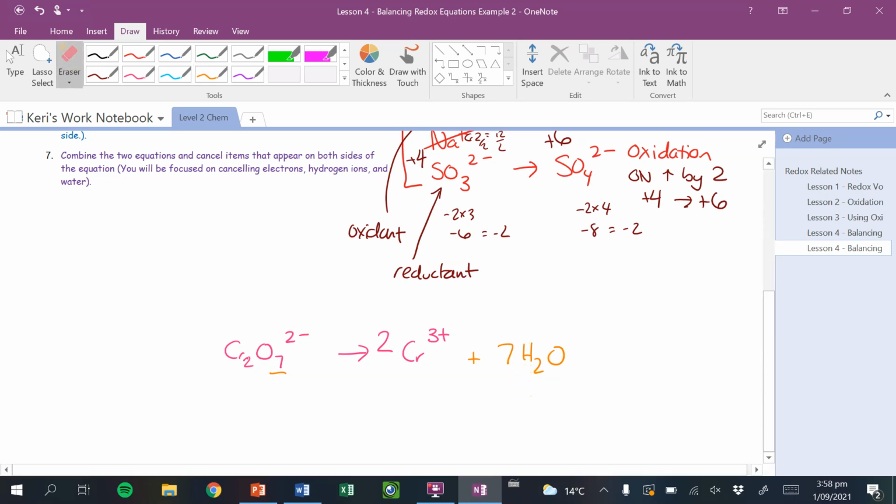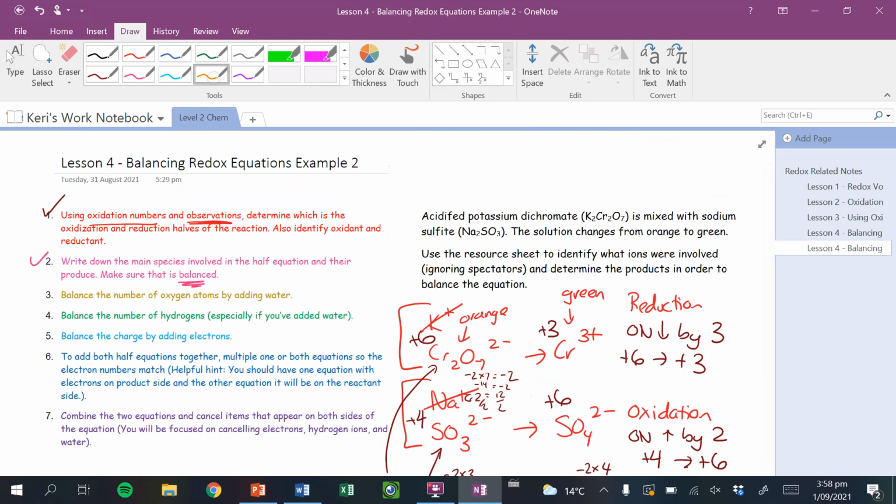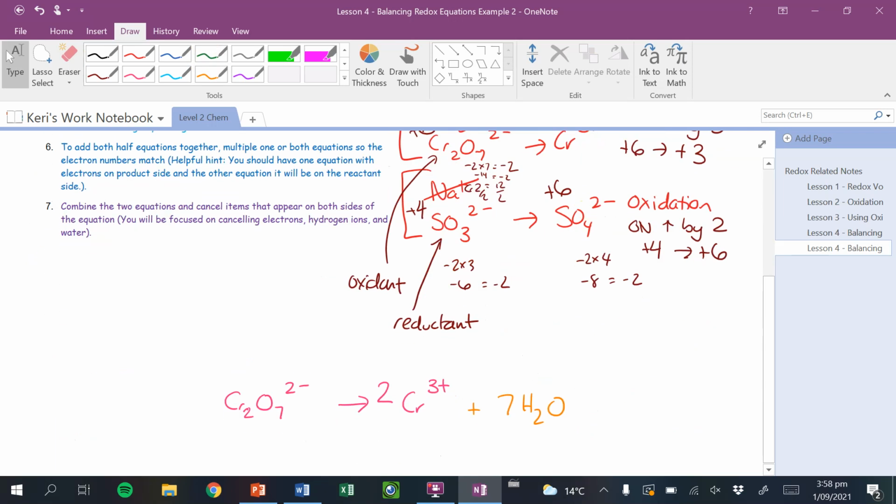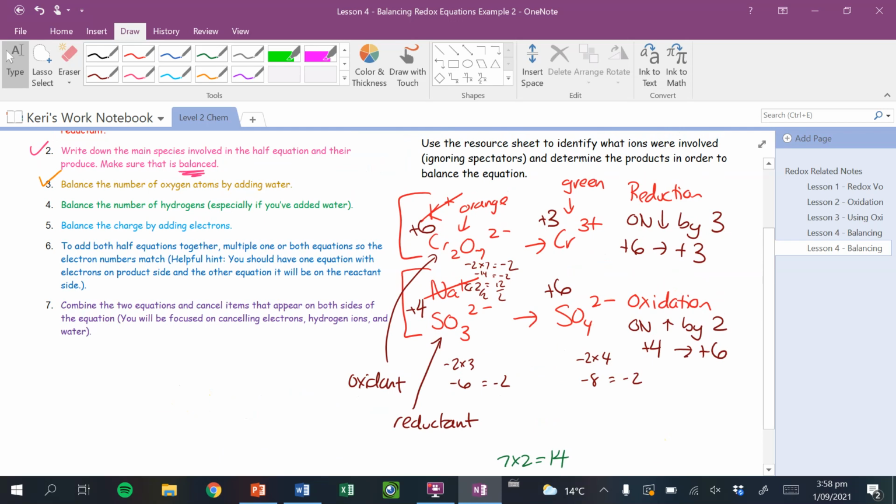Just to show you, I'm just going to erase that. All right, done that step. Tick it off. Next step is to balance the hydrogens. So looking at that, that's 2, and there's 7. So 7 times 2, I have 14 hydrogens there. So I'm adding 14 hydrogens, and that will balance that out.